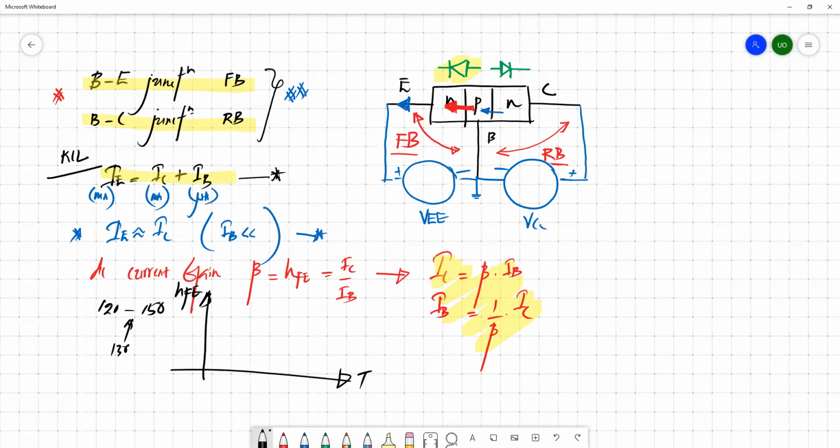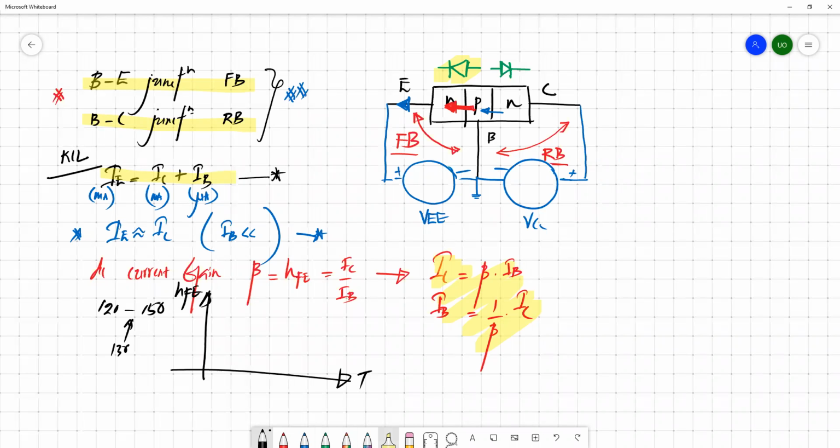Or else, in most of the questions, this HFE is a fixed constant value like 100 or 130. So in the analysis questions, most of the time it will give us one value, not a range. Then the analysis would be pretty easy.